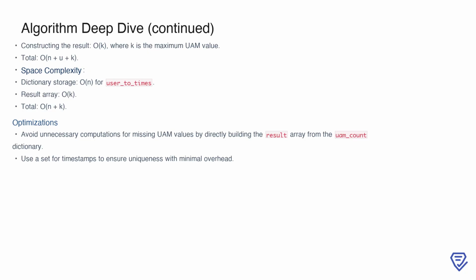For space complexity, the dictionary user_to_times requires O(n) to store all unique user timestamp pairs, while the result array needs O(k) space. Thus, the total space complexity is O(n + k). Optimizations like directly building the result array from the UM_count dictionary and using sets for timestamps ensure minimal overhead and maximum efficiency, even for large input sizes.